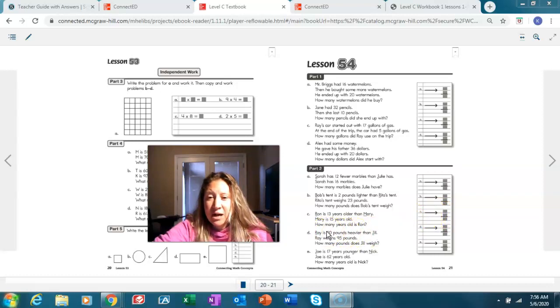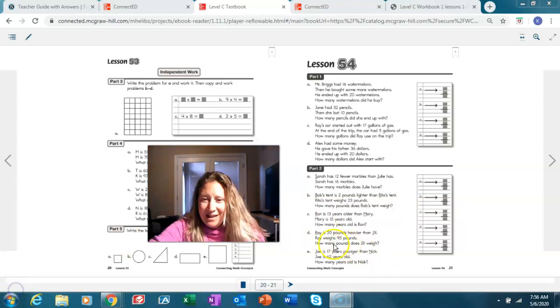Okay, let's read about R or M. And it tells us about M. So replace M, write down your problem and work it. And what's the answer? 28. Good job. And let's do problem D.